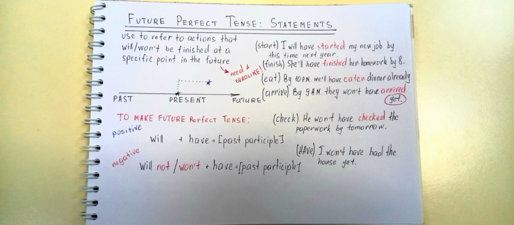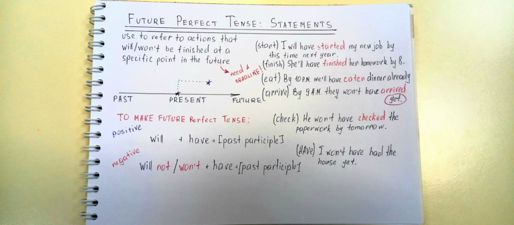When we make the negative form of this grammar point, we use will not, or we contract it to won't, plus have and the past participle. So we use this just to make simple statements. This is the pattern of statements only. So let's look at how we can use this in some example sentences.